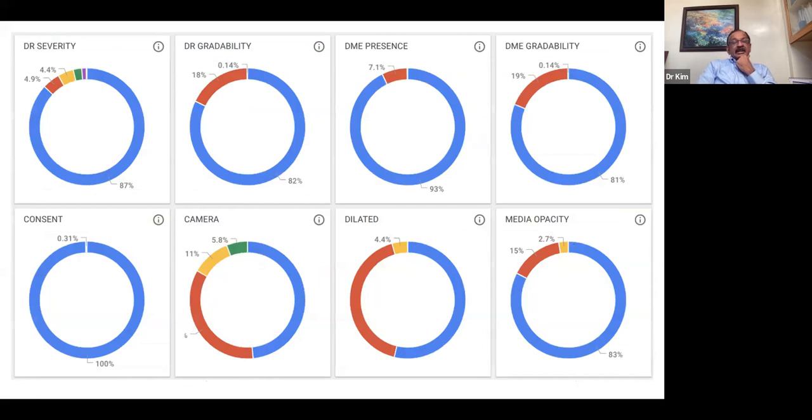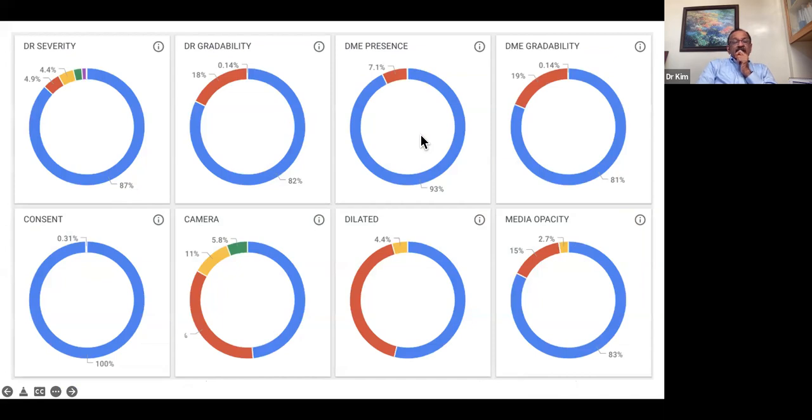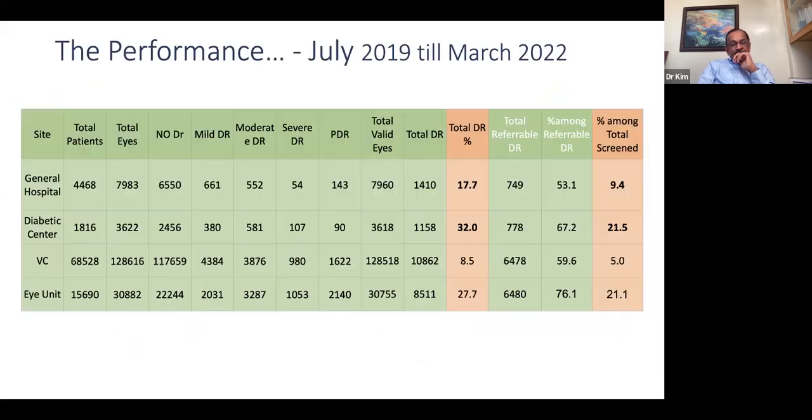This is another thing that we would look at: the diabetic retinopathy severity, diabetic retinopathy gradability, and so on, so that we will be monitoring. We have a tool to monitor on a periodic basis how things were happening. So this is just to give you an idea of the performance of how we have been doing after implementing in real time since July 2019. Whatever was done before this was all in multiple validation phases that we had done.